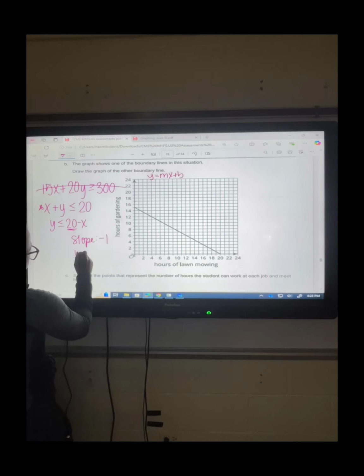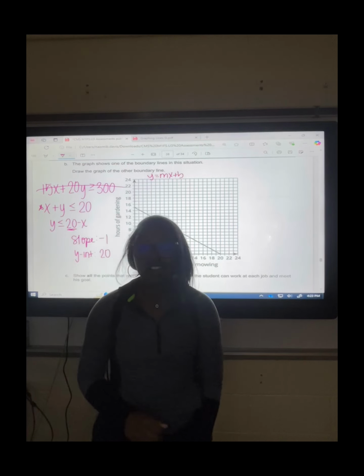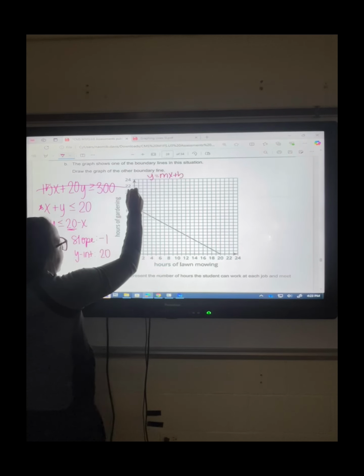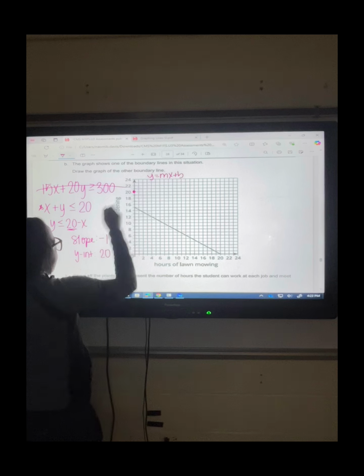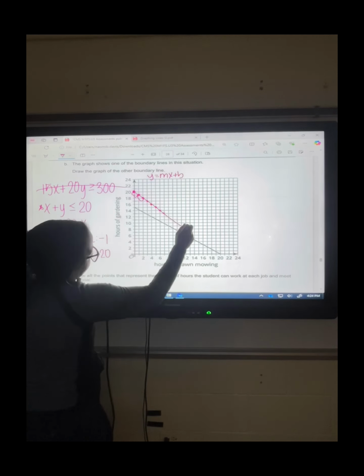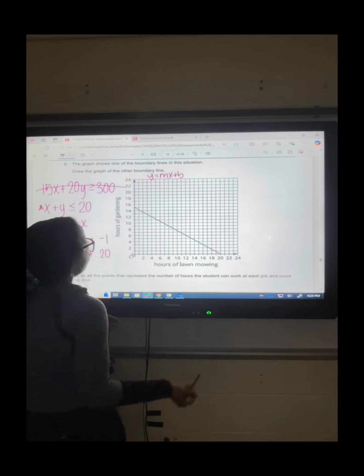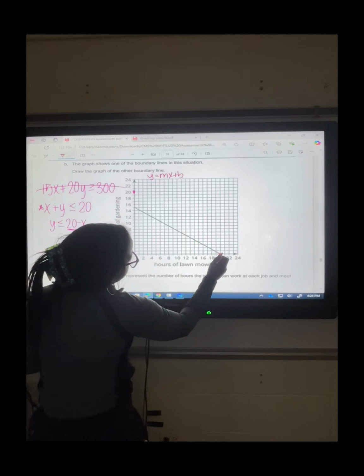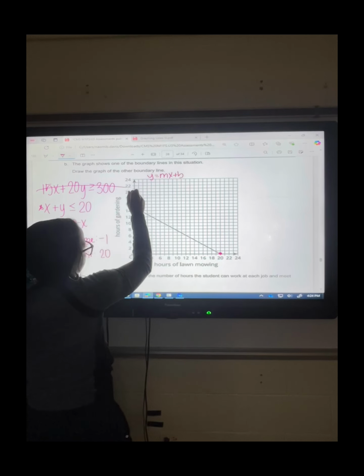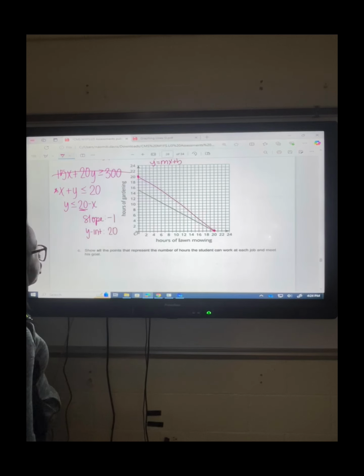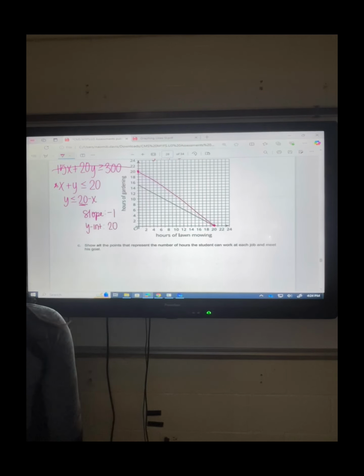My y-intercept is 20. Can y'all see how dark it's getting in here? It's getting so dark. Okay, so I'm gonna put my first point at 20, and then I'm just gonna go down 1, run 1, down 1, run 1. Let me show you how you would do it on the test. So that your y-intercept is 20, x-intercept 20, connect. That's what you're gonna have to do on the test. All right, show all the points that represent the number of hours.